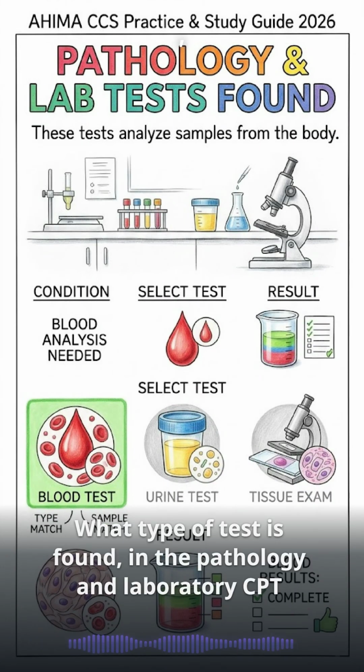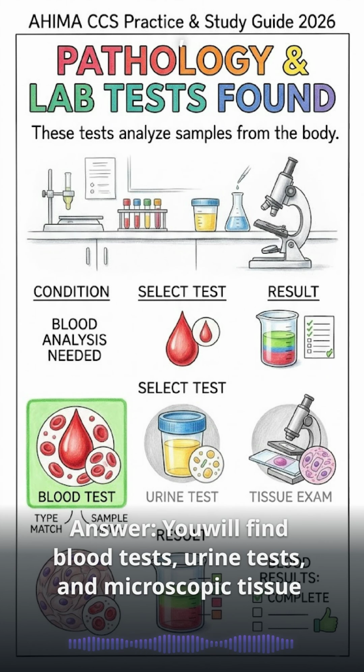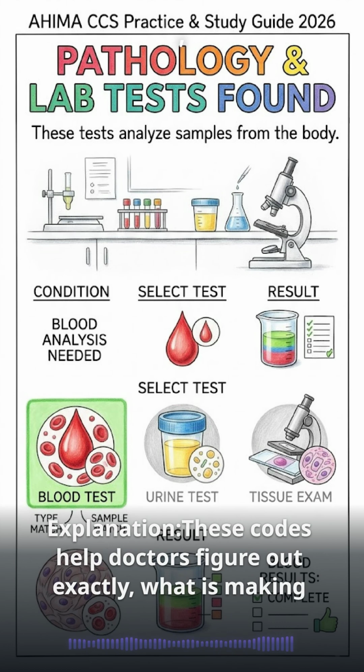87. What type of test is found in the Pathology and Laboratory CPT section? You will find blood tests, urine tests, and microscopic tissue exams in there. These codes help doctors figure out exactly what is making the patient sick.